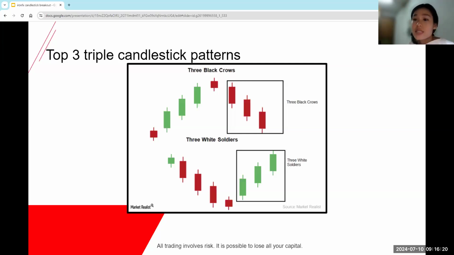So for black crows, obviously it's a downtrend. White soldiers will obviously be an uptrend. Okay, so these are not so much reversal patterns like the ones we've been talking about for the past few candlestick patterns. These are more so continuation patterns.